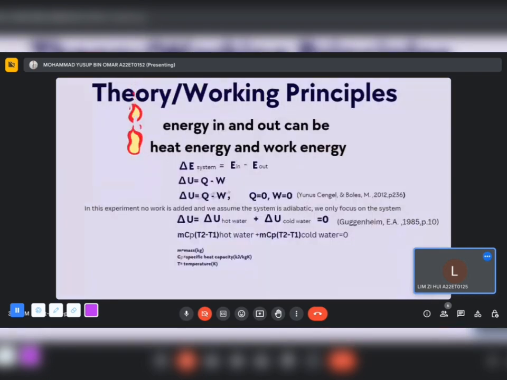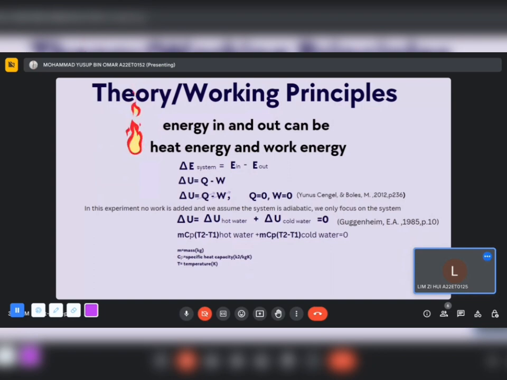In this experiment, we only focus on the system. So we are not supplying any work towards the system, so work is equal to 0. And then we are assuming the system is adiabatic, which is we didn't supply any heat towards the system when the experiment is carrying on. So Q is equal to 0.